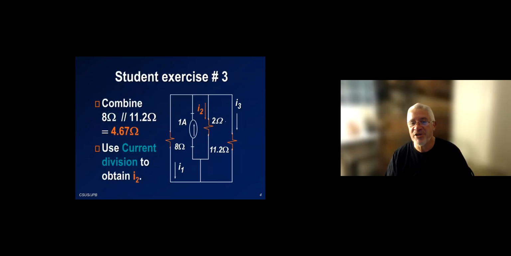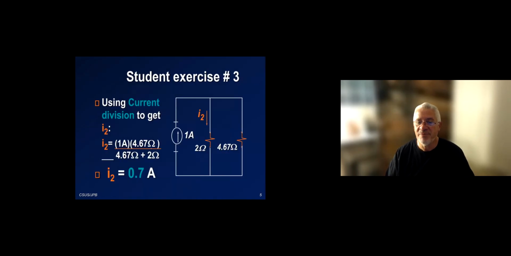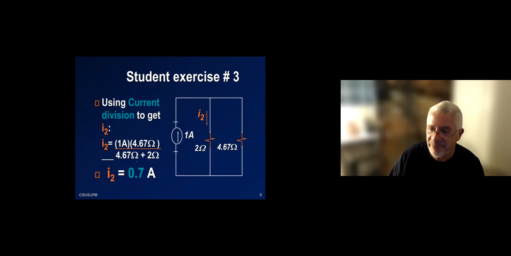So here, the first thing I do, I combine the 8 ohm and the 11.2 ohm. I combine the 8 and the 11.2, and that gets me 4.67 ohm. And then I find I2 from current division. So I can calculate I2 by straight application of current division to find I2 to be 0.7.